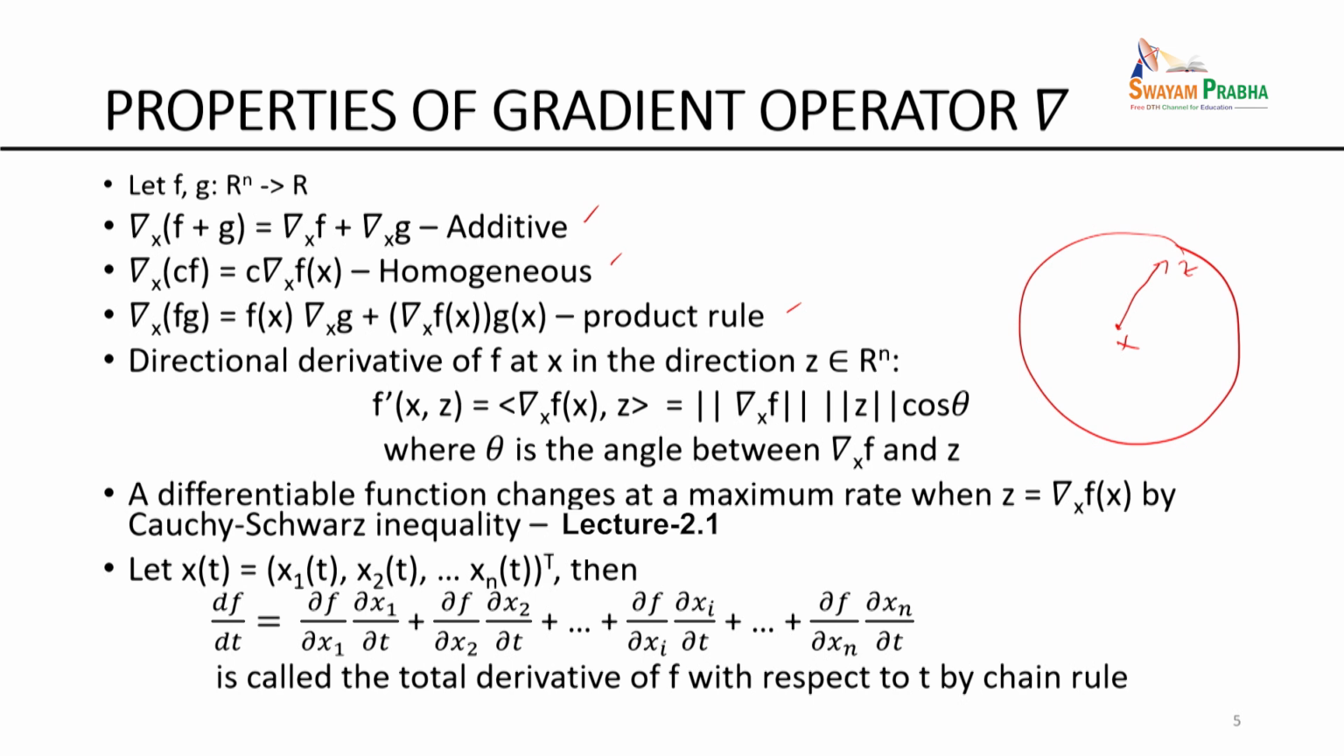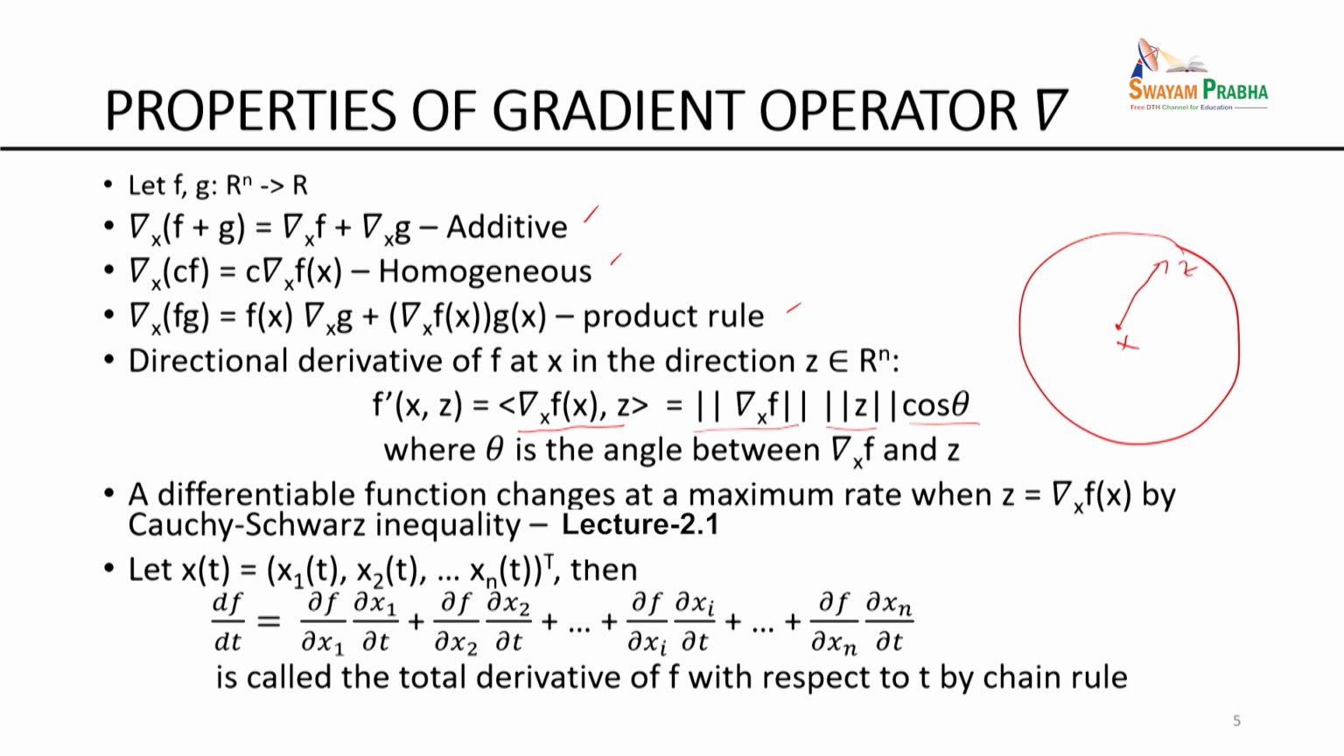And what is that? It's the inner product of the gradient of f at the point x with the vector z. And what is that? This is the product of the norm of the gradient of f of x, norm of z, times cosine theta. That's the inner product formula we already know. So what have we introduced now? The notion of a gradient, the notion of a directional derivative.